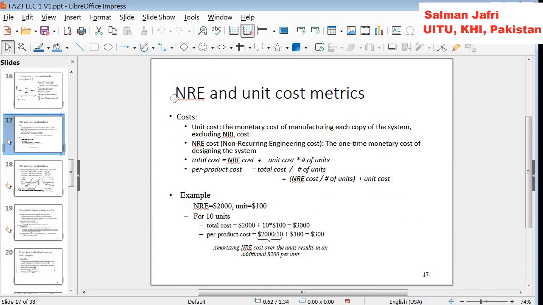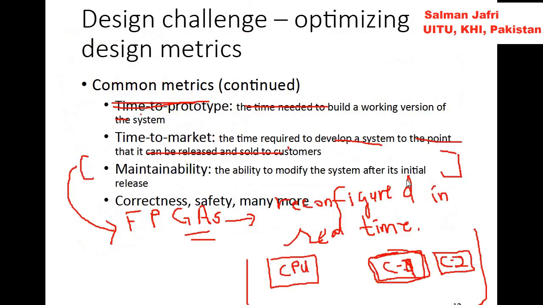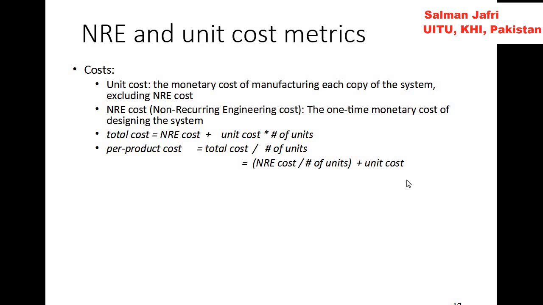So after having discussed that, we can take a look at some of the other design metrics like NRE and unit costs of the system. And basically, what are the costs involved? There are different costs that are involved. So unit cost is the monetary cost of manufacturing each copy of the system, excluding the NRE cost. So once the product is made, the cost to produce one copy of that product is the unit cost.